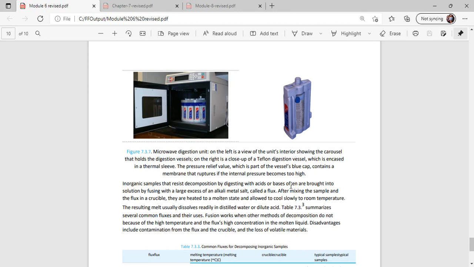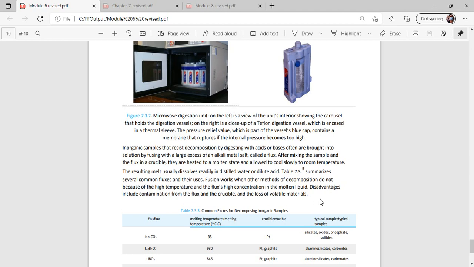Inorganic samples that resist decomposition by digestion with acid or base often are brought into solution by fusing with a large excess of alkali metal salt called your flux. After mixing and shaping the flux in a crucible, it is heated to a molten state and allowed to cool slowly at room temperature. The resulting melt usually dissolves readily in distilled water or dilute acid. Okay, summaries of several common fluxes and their uses.